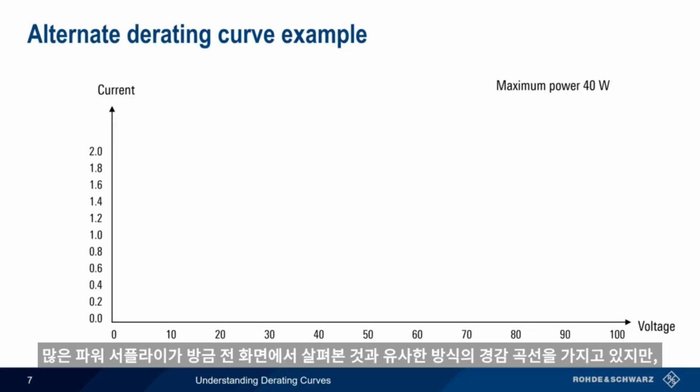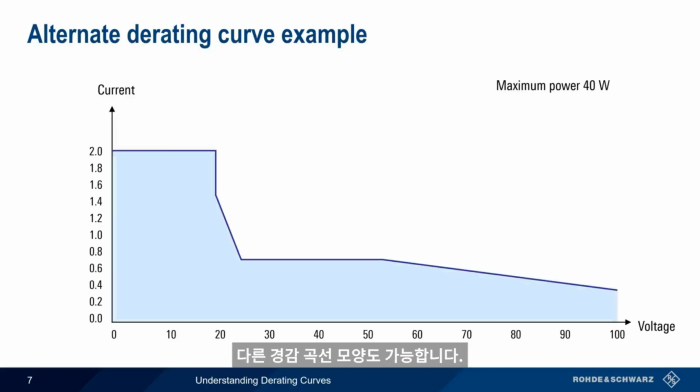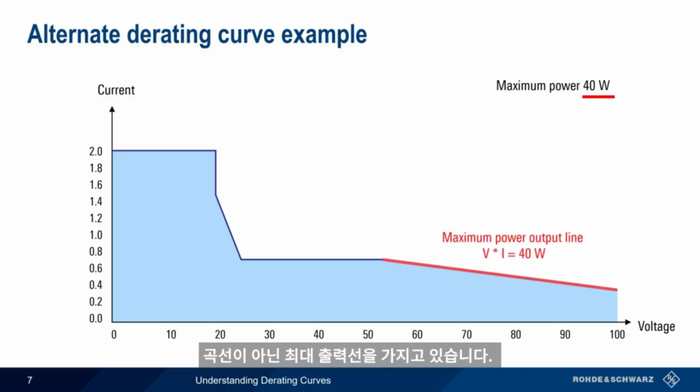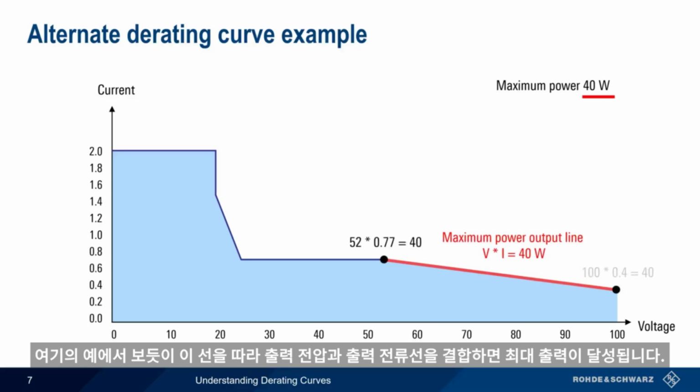Although many power supplies have classic derating curves similar to the one we just looked at, other derating curve shapes are also possible. Here, the power supply has a maximum output power of 40 watts, and instead of a curve, we have a maximum power output line. As before, maximum power output is achieved when the combination of output voltage and output current lies along this line, as shown by the examples here.